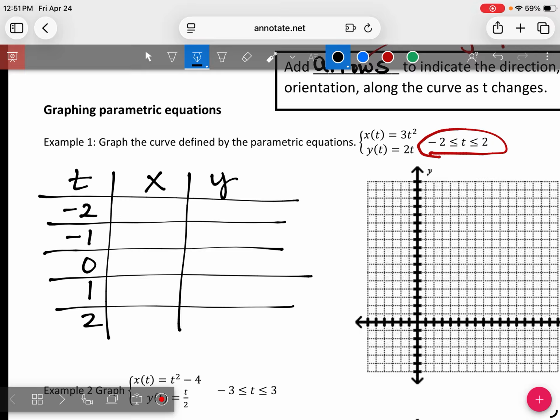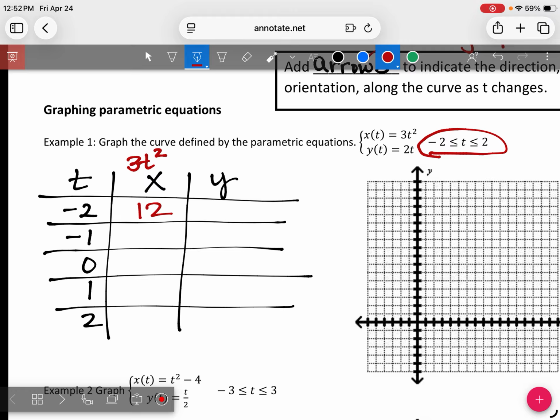Now we're ready to get started. And trust me, it goes a lot faster without a calculator. We don't need a calculator for what we're doing right now. For x, I'm going to take these 5 numbers, and the parameter for x says take 3 times t and square it. So let's do order of operations. What's -2 squared? 4. What's 4 times 3? 12. That's my first value.